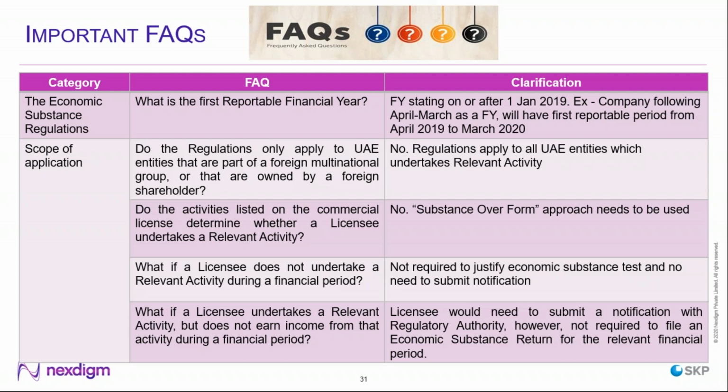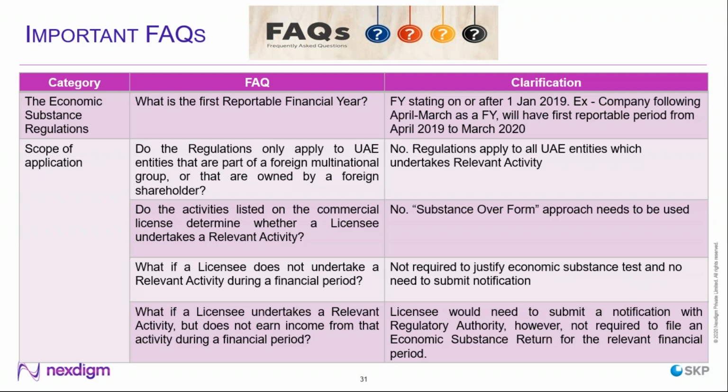Right? Similarly, what if you are undertaking a relevant activity but you're not deriving any income? So if you're not deriving any income but you are performing a relevant activity, all that you need to do is furnish a notification. Since you've not generated any income, the detailed report need not be furnished by you.